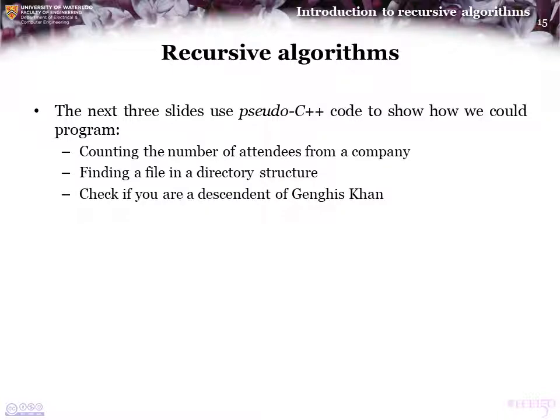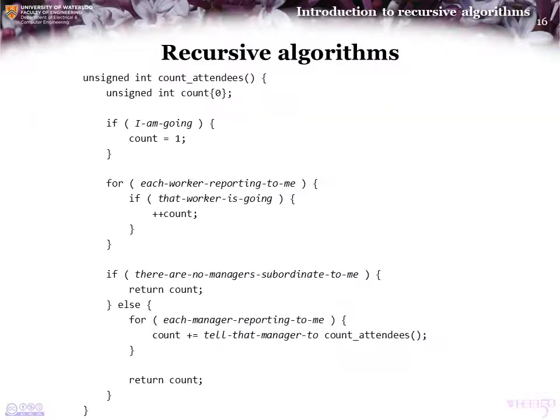Now, the next 3 slides will use pseudo C++ code to show how we could program the counting of the number of attendees from a particular company, finding a file in a directory structure, and checking to see if you are a descendant of Genghis Khan. So here is pseudo C++ code for a function called count attendees.